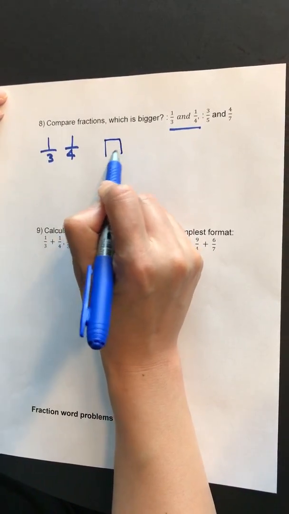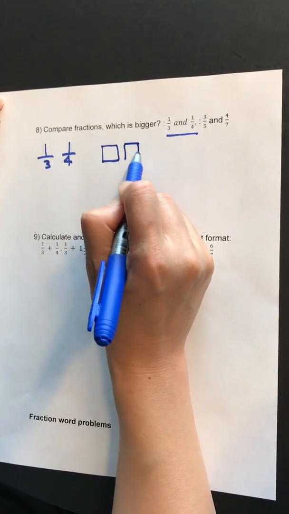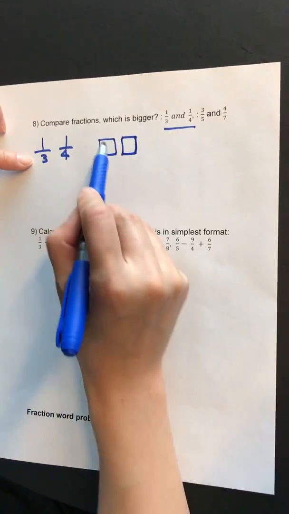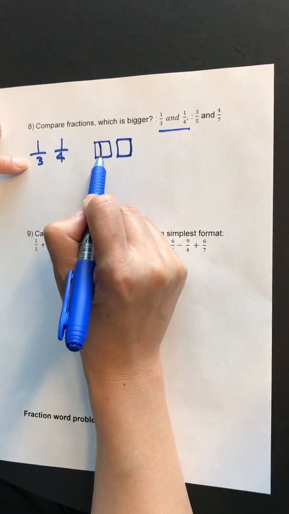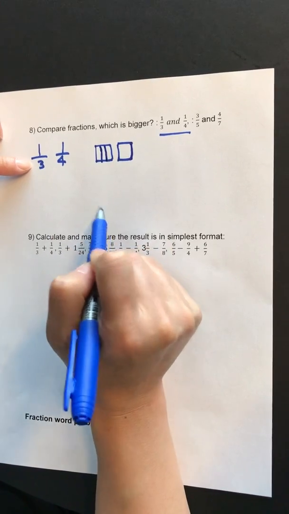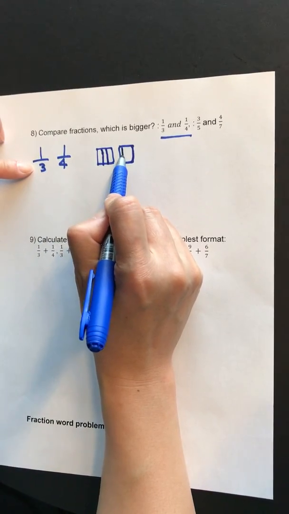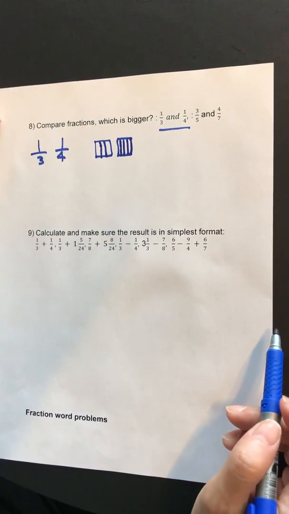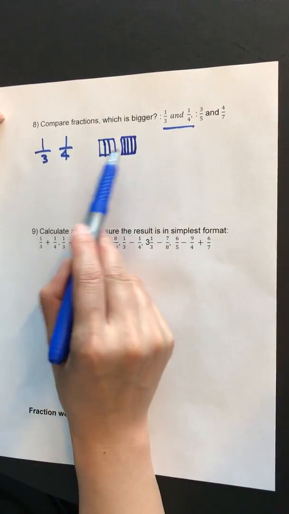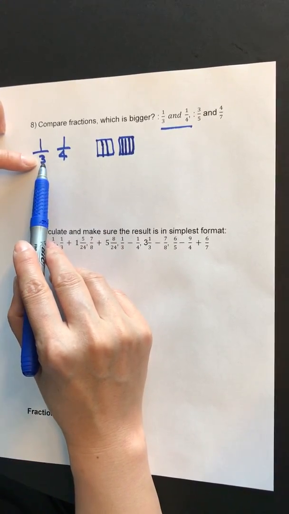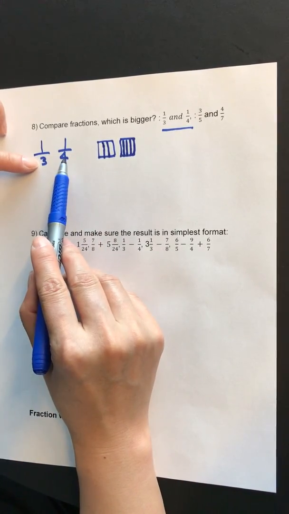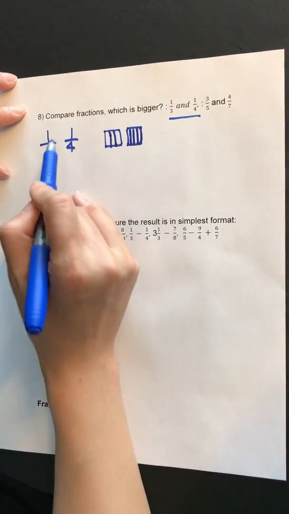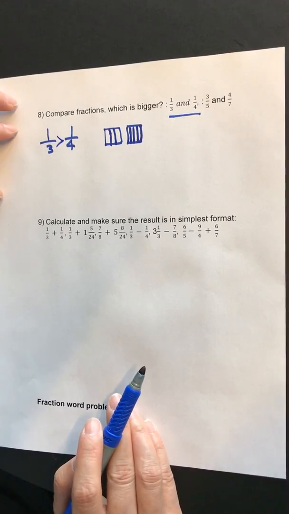So if you have two identical things, you divide this one into 3 portions, or you divide this one into 4 portions. So you can easily see that if the total is the same, you divide them into 3 pieces, each piece is going to be bigger than the piece you divide the total by 4. So therefore, 1/3 is bigger than 1/4.